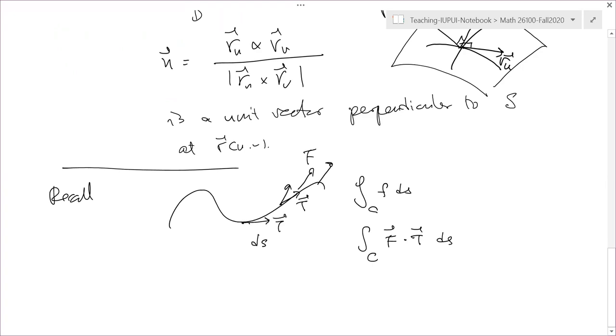For the curve, there are actually two unit tangent vectors, depending on the orientation. So this unit tangent vector is dotted with a given vector field along the curve. It's not necessary to be in a neighborhood of the curve, just along the curve, that's all you need. Then you can have this.